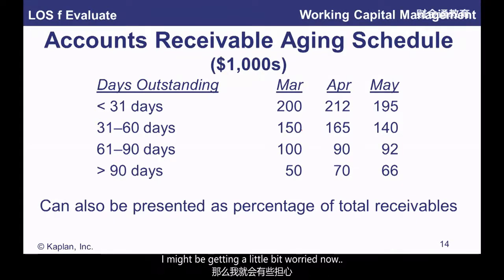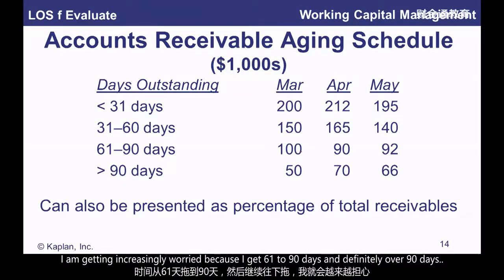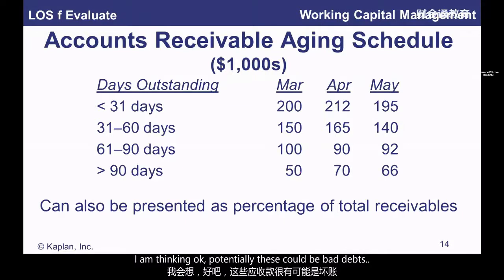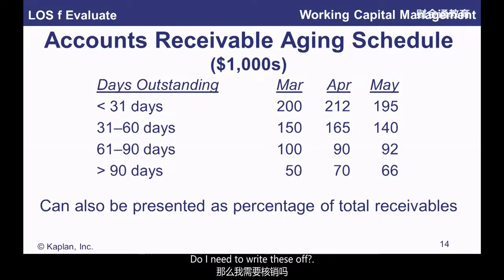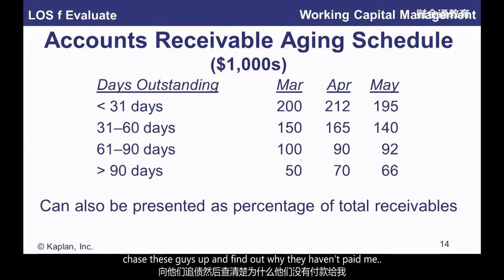So I might be getting a little bit worried now. I'm getting increasingly worried as I get to 61 to 90 days, and definitely over 90 days. I'm thinking, okay, potentially these could be bad debts. Do I need to write these off? I'm definitely going to get my credit control department to chase these guys up and find out why they haven't paid me.